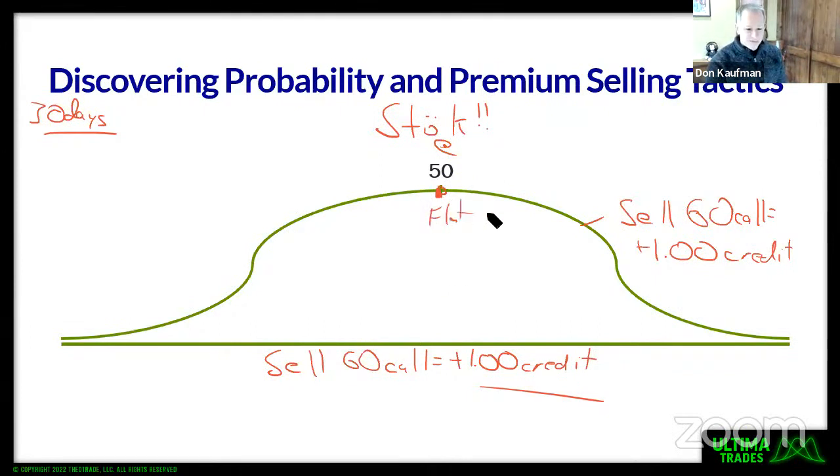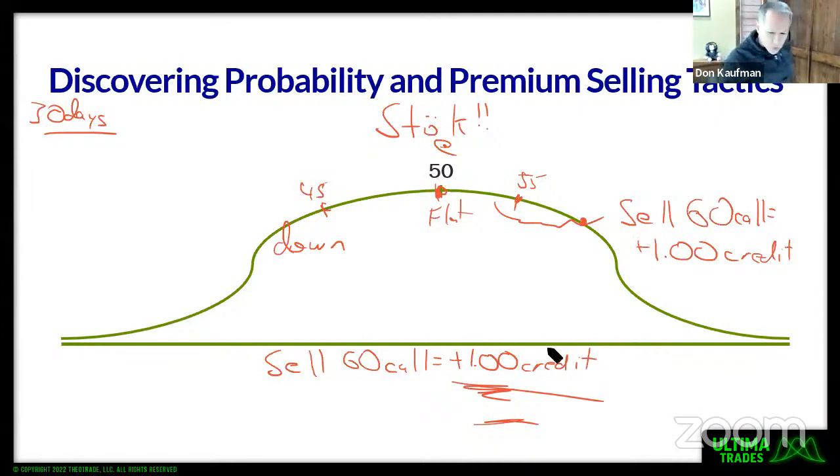If the stock stays flat, you keep your $1. Easy enough. If the stock goes down, you keep your $1, right? Because who wants the right to buy stock at 60 when the stock is now trading at 45? Nobody. Who wants the right to buy the stock at 60 when the stock is trading at 50? Nobody. Let's say the stock gets up to 55. Who wants the right to buy the stock at 60 when the stock's trading at 55? And the answer is nobody. Even if the stock gets all the way up to 60, nobody wants the right to buy the stock at 60 when the stock is trading at 60. You can just buy it in the open market at 60, right? So there's all these scenarios, and you start to realize, he makes a good point.